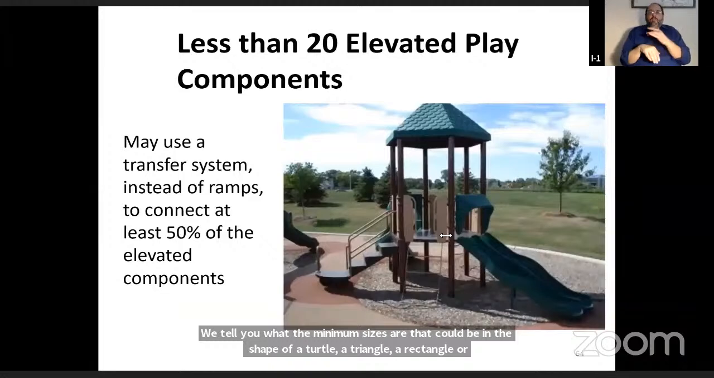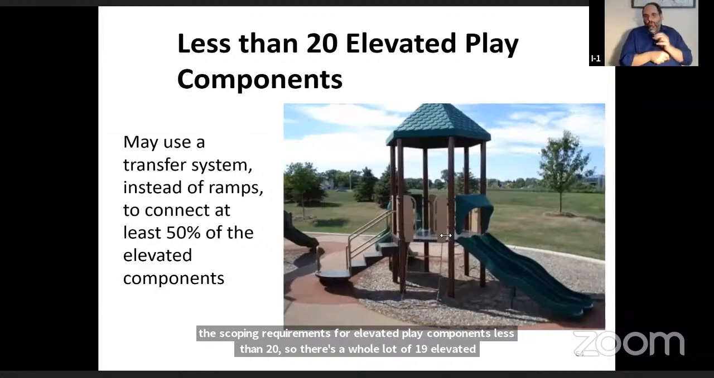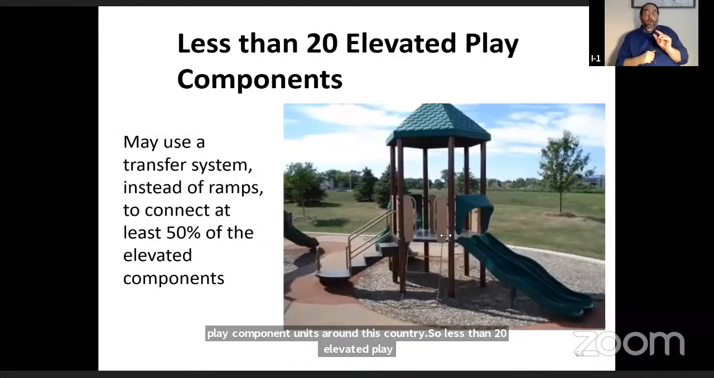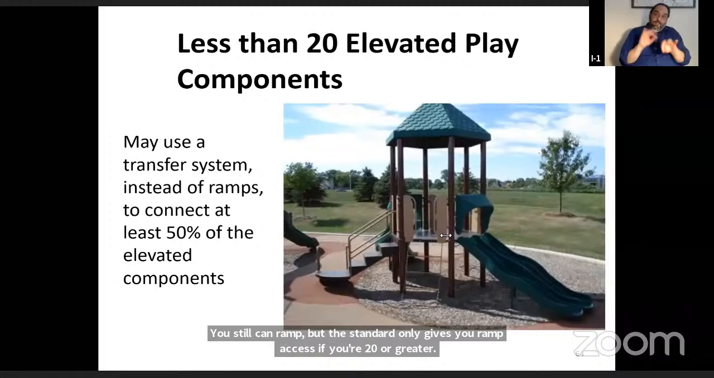So remember we talked earlier about the scoping requirements for elevated play components less than 20. There's a whole lot of 19 elevated play component units around this country. So with less than 20 elevated play components, you can just get a transfer system, right? There's no ramp access required. You still can ramp, but the standard only gives you ramp access, remember, if you're 20 or greater. So you may use a transfer system instead of ramps to connect the 50% required components.